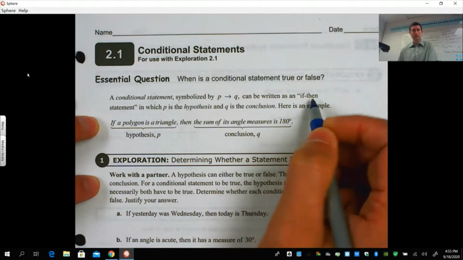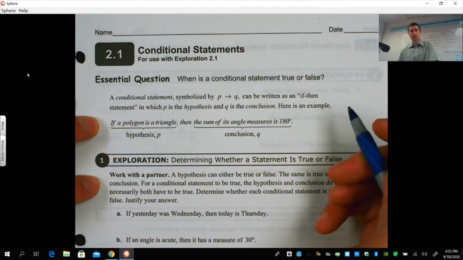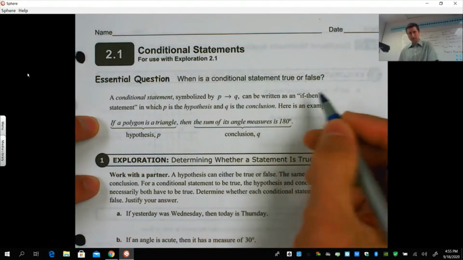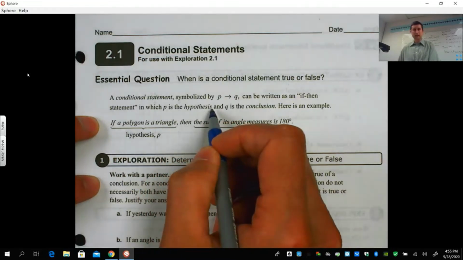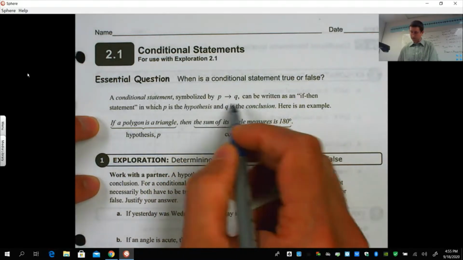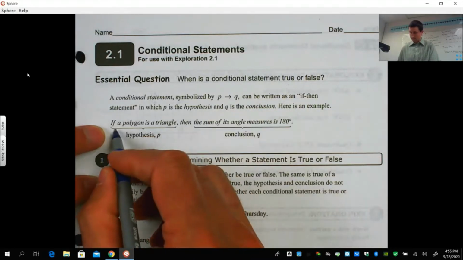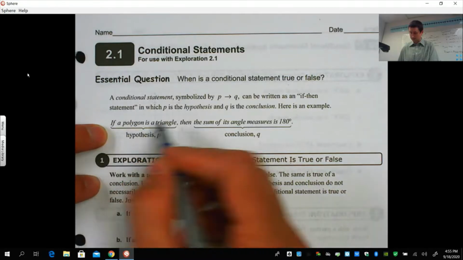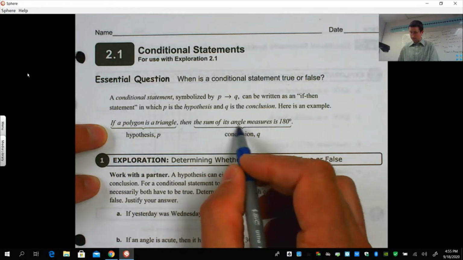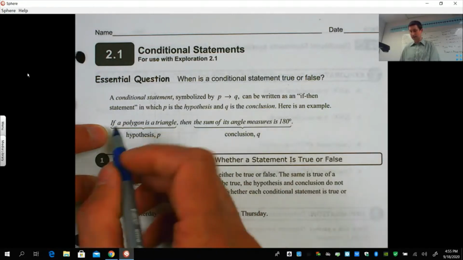So an if-then statement might be, if I can run 100 meters in 9 seconds flat, then I will win the Olympics. So an if something, then something else. The P is called the hypothesis, and the Q is the conclusion. So we have hypothesis and conclusion. We're now in English class. So an example would be if a polygon is a triangle. So there's the hypothesis. Whatever follows the if is the hypothesis. Then the sum of its angle measures is 180. That would be the conclusion. So that makes a conditional statement if, then.